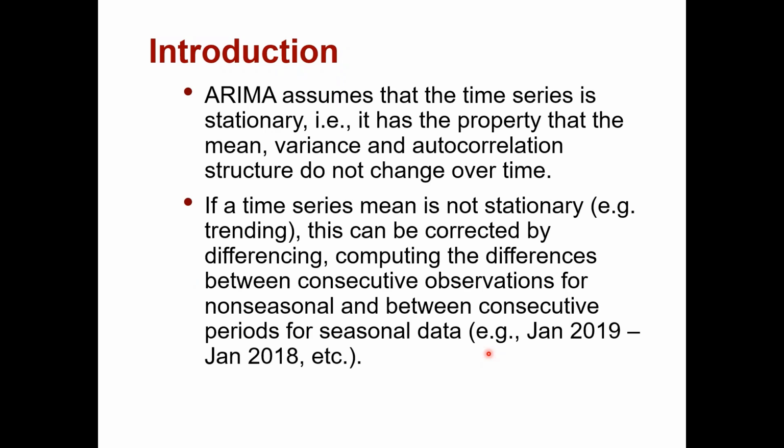Some other notes: ARIMA assumes that the time series is stationary. That is, the mean, variance, and autocorrelation structure do not change over time. And if that is not the case, then corrections will need to take place. So, for example, if the mean is not stationary, you can correct for that by differencing, computing the difference between consecutive observations or between consecutive periods for seasonal data. So January of 2019 minus January 2018 would be an example.